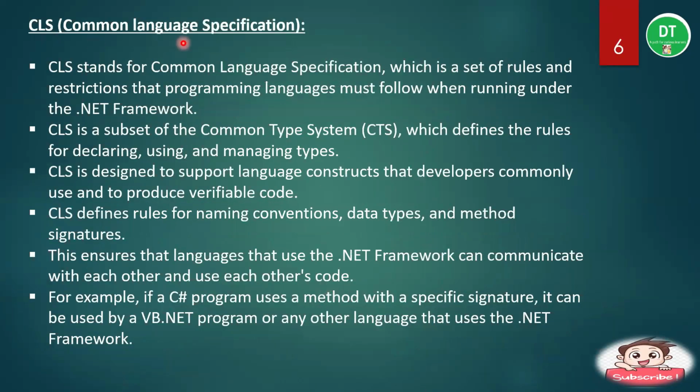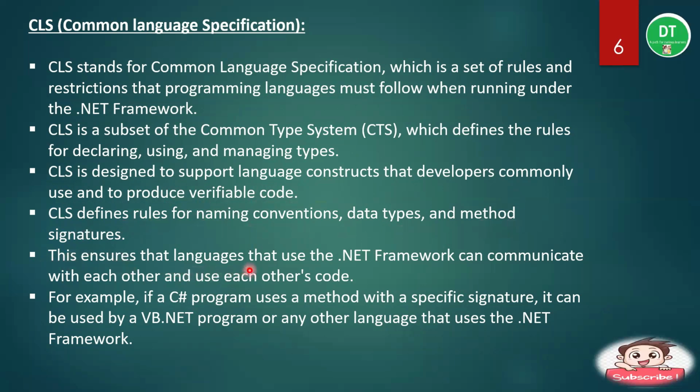Common Language Specification. CLS stands for Common Language Specification, which is a set of rules and restrictions that a programming language must follow when running under the .NET framework. CLS is a subset of Common Type System, which defines the rules for declaring, using, and managing types. CLS is designed to support language constructs that developers commonly use and to produce verifiable code. CLS defines rules for naming conventions, data types, and method signatures.